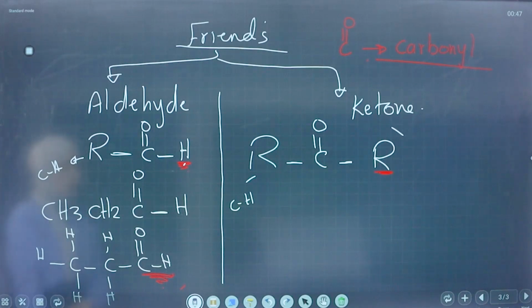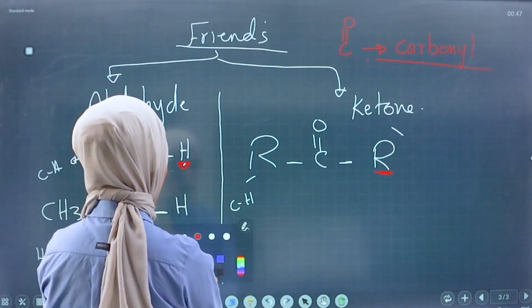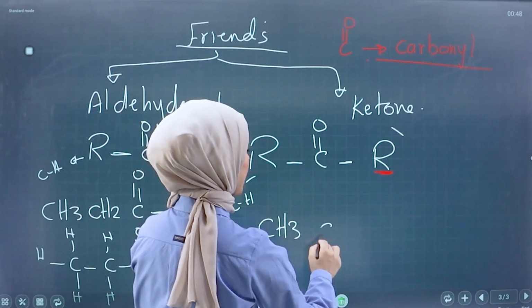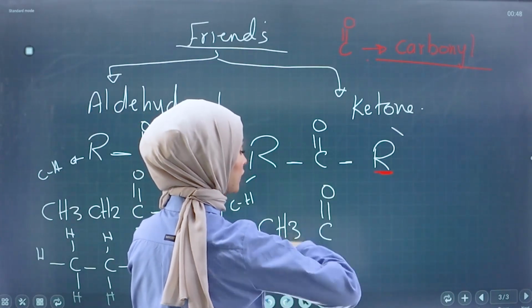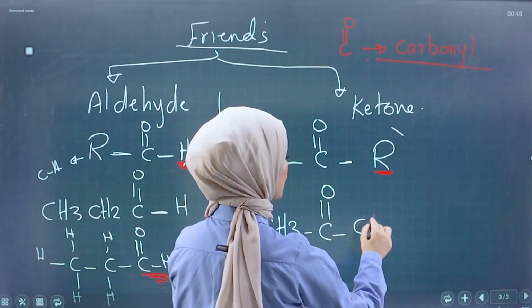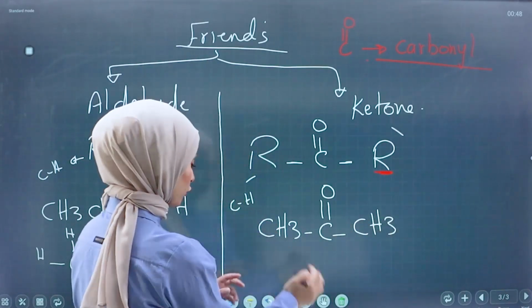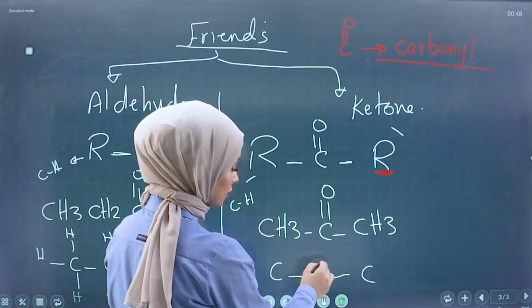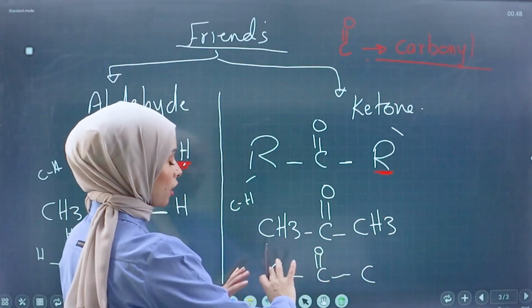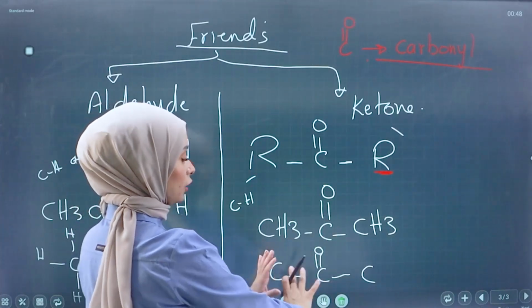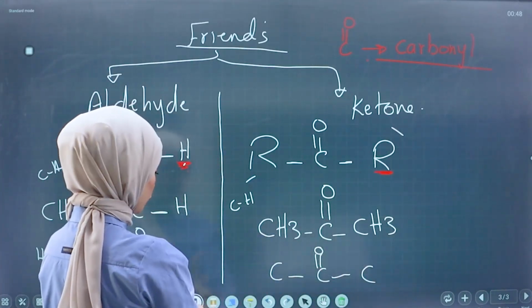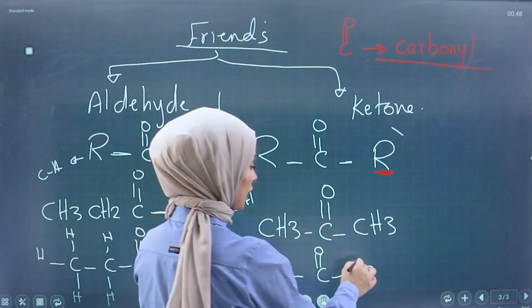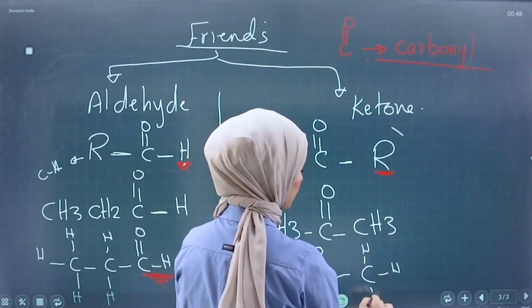For the ketone, I will put the same number of carbons, which is 3. Here I have CH3, and then I have C double bond O, and after the C double bond O, I have another CH3. If we write it in structural formula, I have CCC with the double bond O, which is the functional group, and all the carbons must be filled as usual with hydrogens. I have here 1, 2, 3 hydrogens, and here 1, 2, 3 hydrogens.